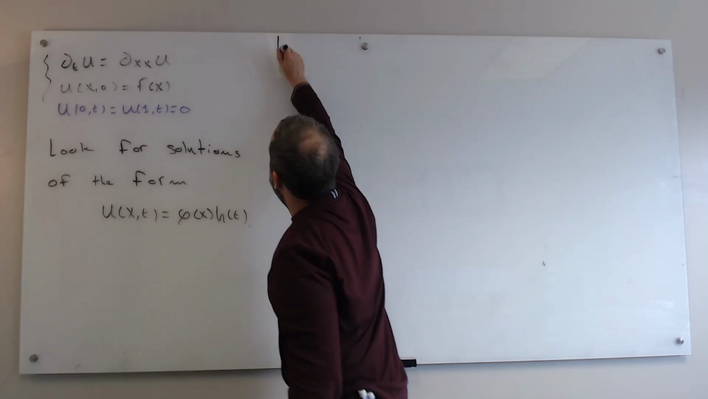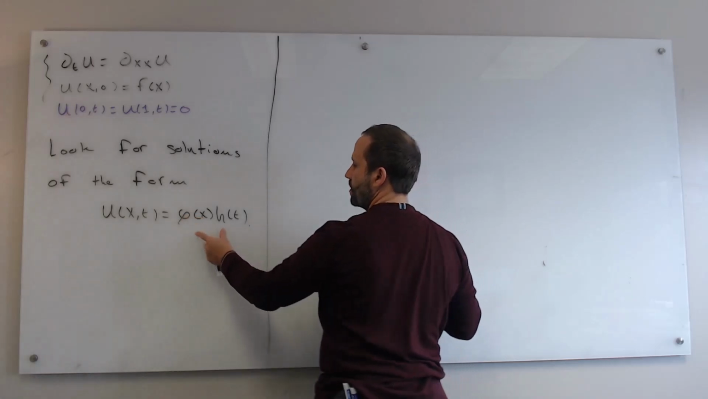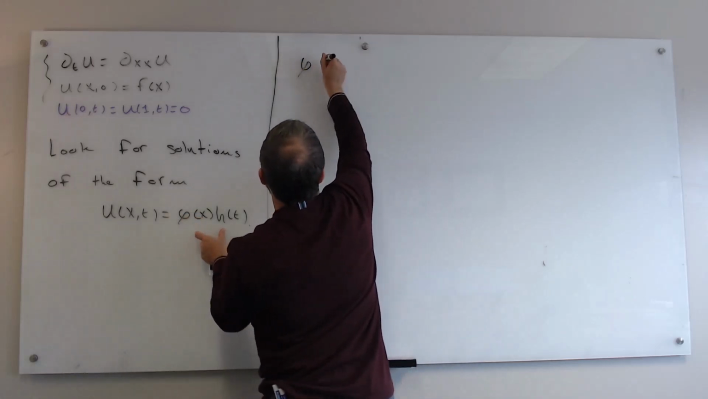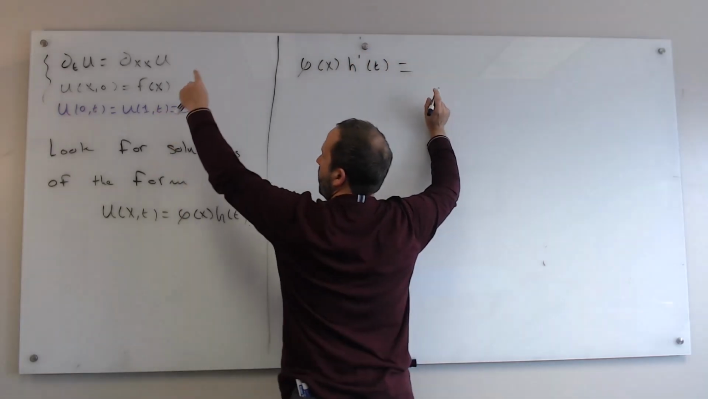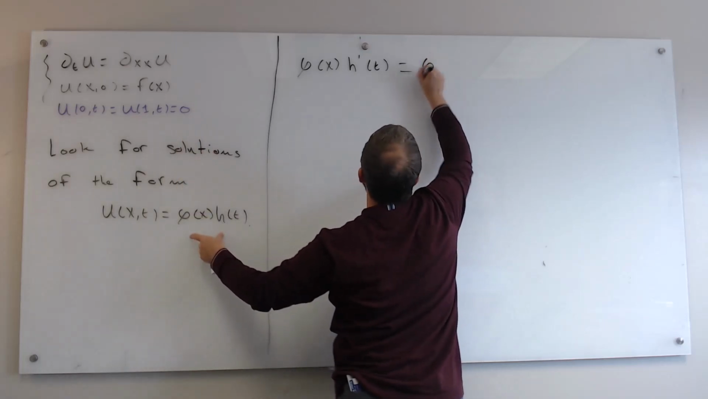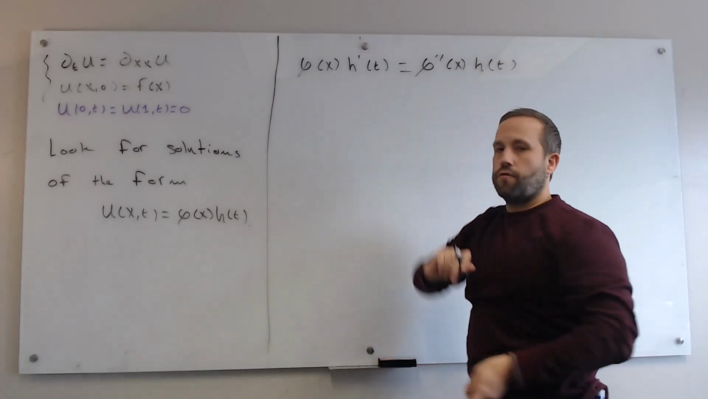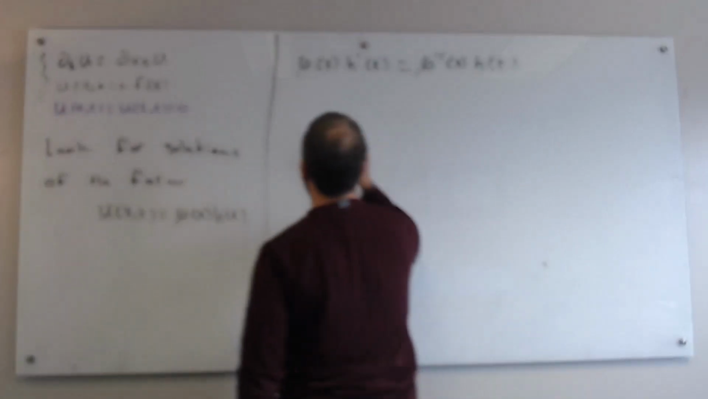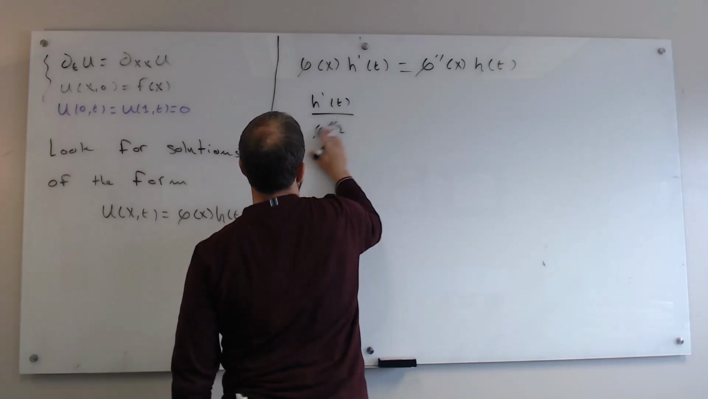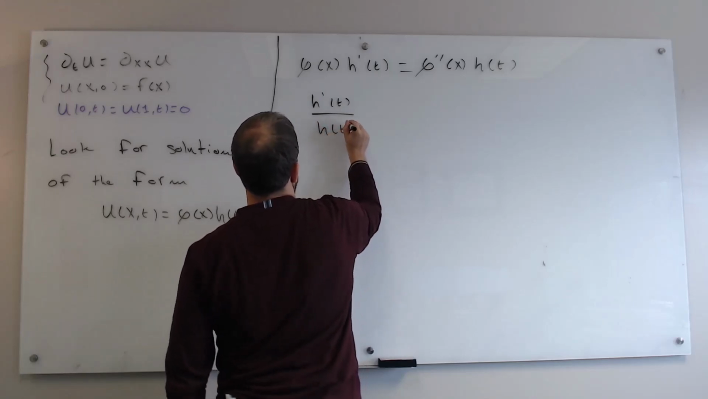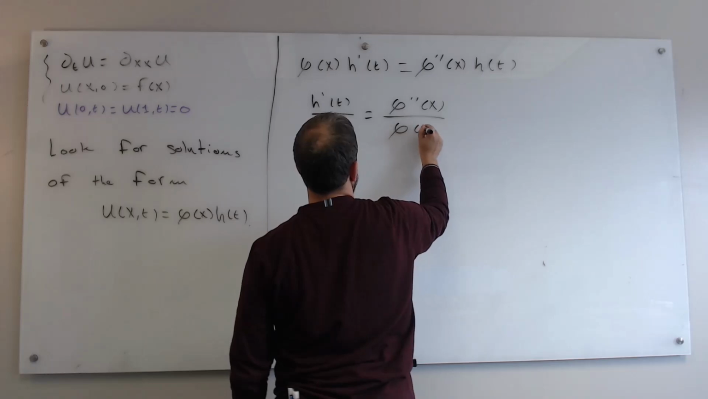Okay, so what's going to happen if we take this and plug it into the equation? If I take the derivative with respect to t, it's just going to be phi of x times h prime of t. And on the right-hand side, if I do the double x derivative, it's going to be phi double prime of x times h of t. This might be familiar from a previous homework problem. If we rearrange this, we get h prime of t over h of t is equal to the double derivative of the function over the function, like this.